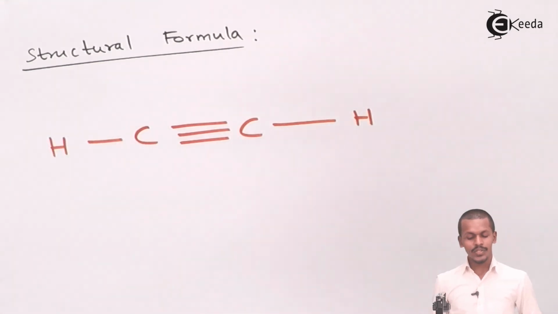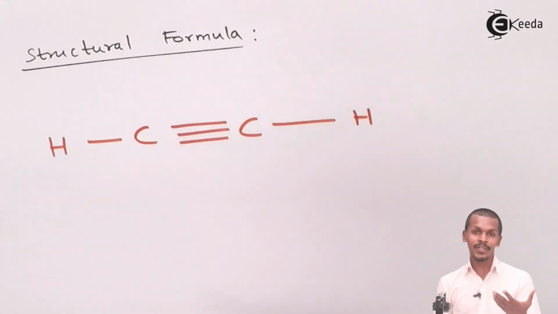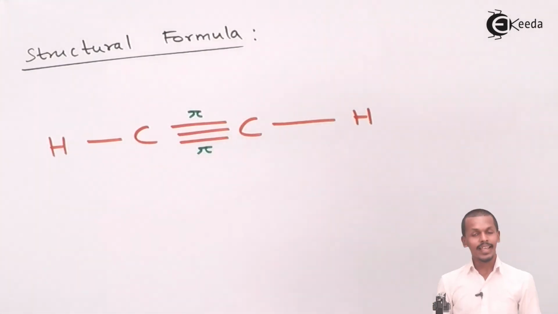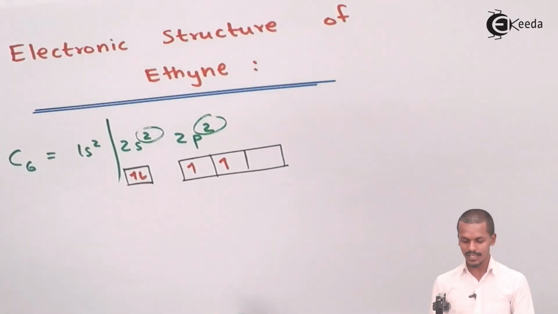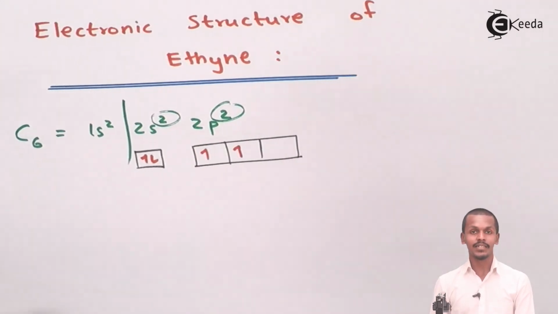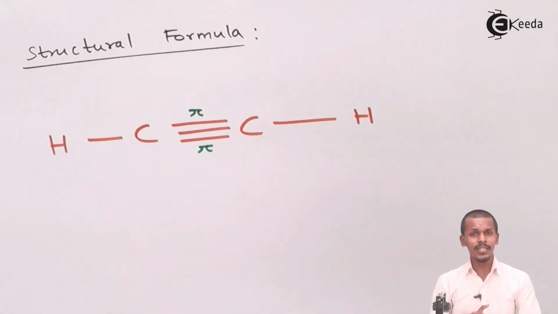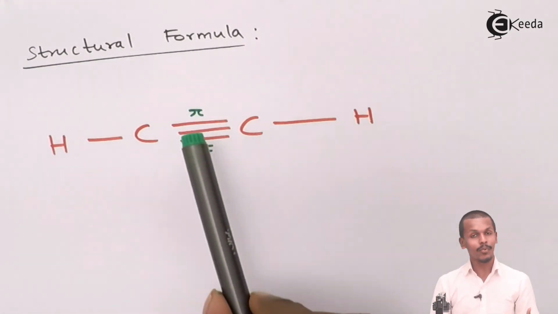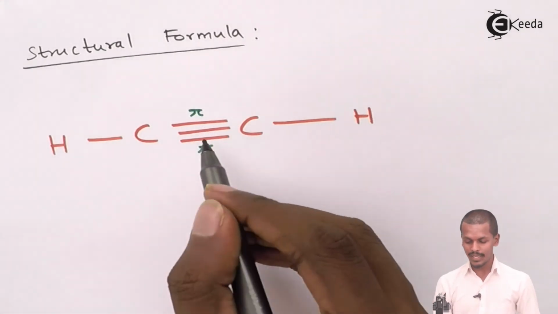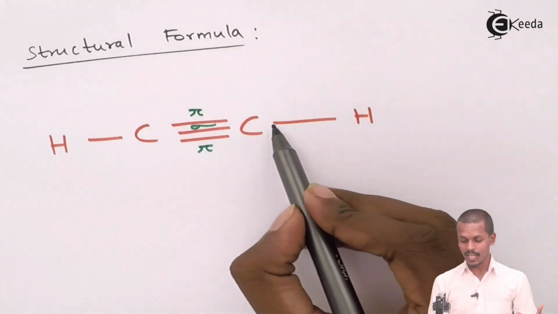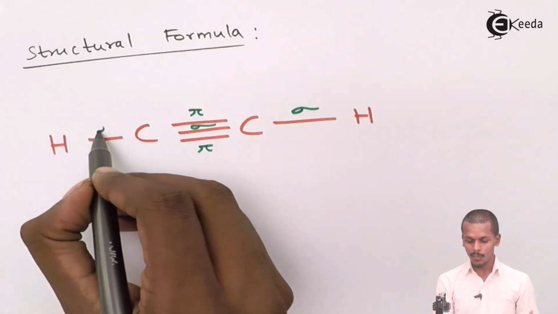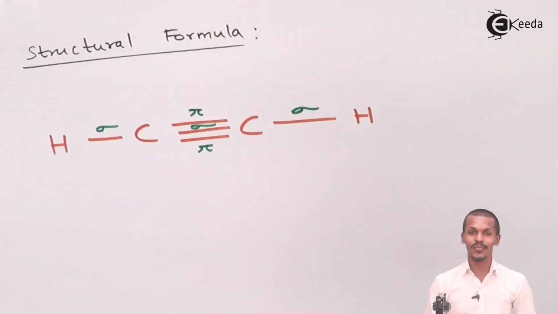So this is the structural formula of ethyne, in which, among the three bonds, two are pi bonds, formed because of the lateral overlapping of the p orbitals, as the carbon's outermost orbitals are p orbitals. Only one is a sigma bond, formed by head-on or axial overlapping of the carbon-carbon orbitals. The carbon and hydrogen form a sigma bond, which is a very strong bond. So this is the structural formula of ethyne.